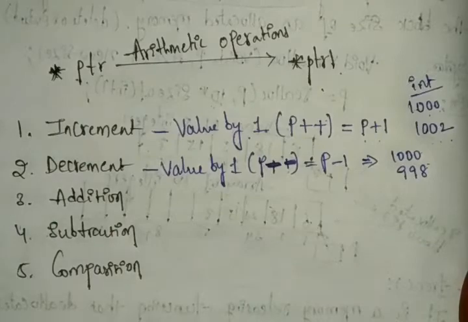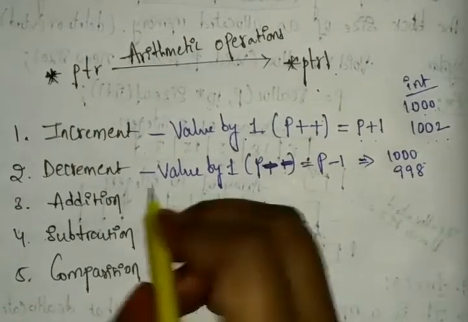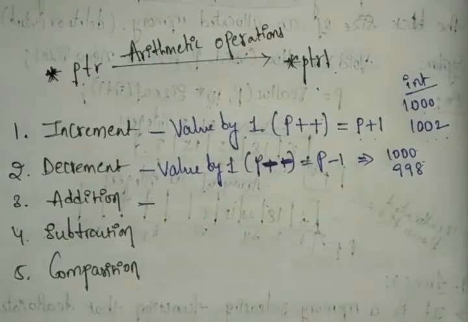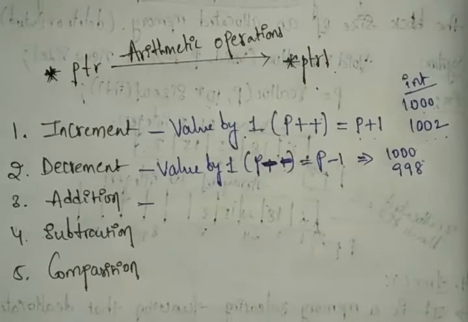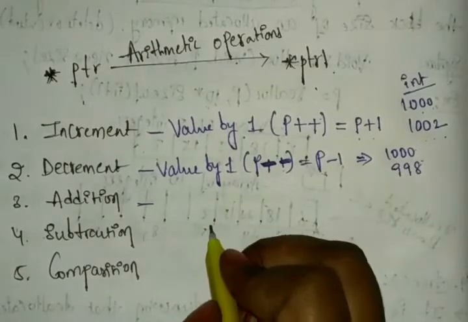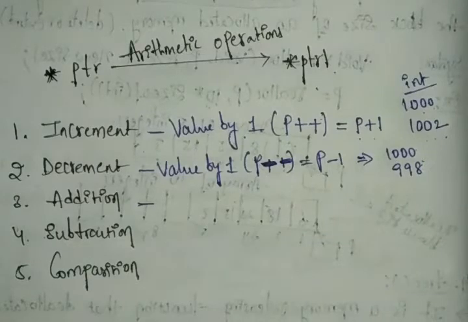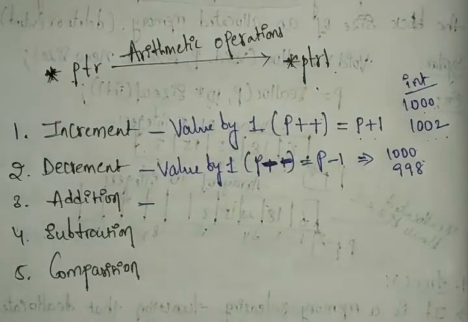Next, we have the addition. The addition can be performed by adding to our memory address. For example, if we have any pointer address, then with the pointer address we can perform the addition operation.